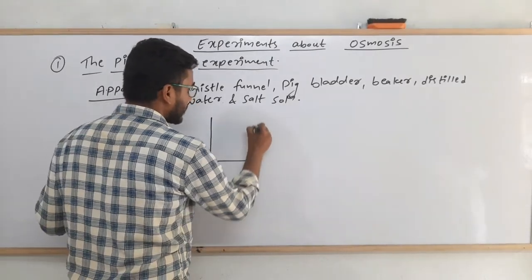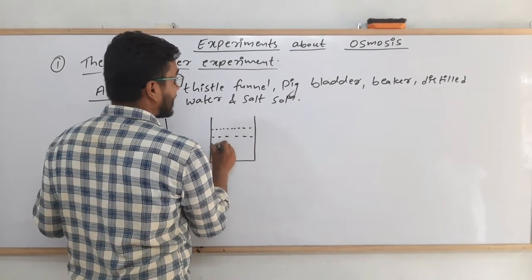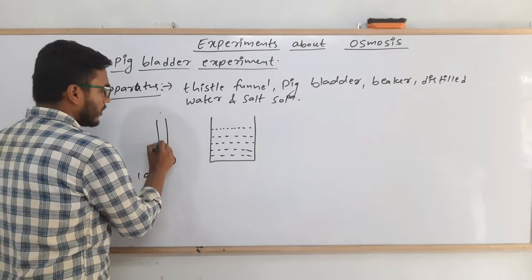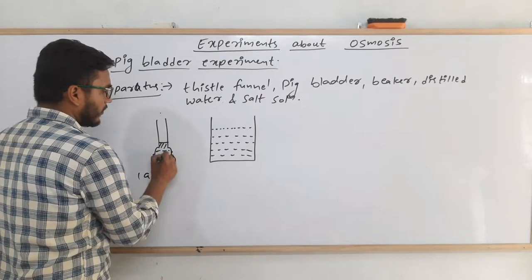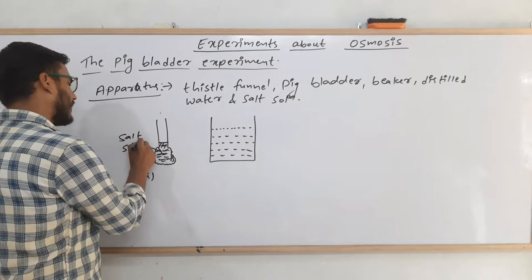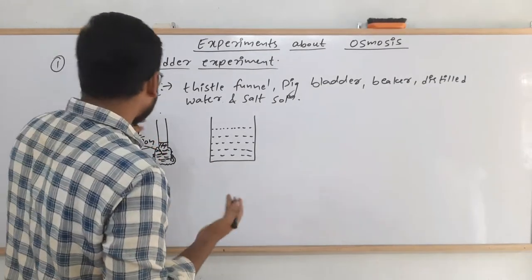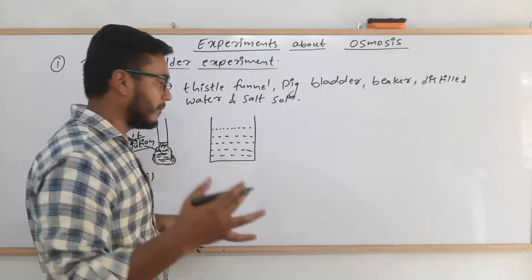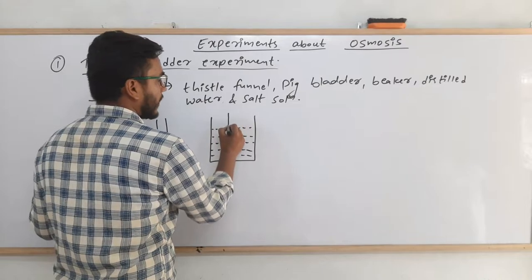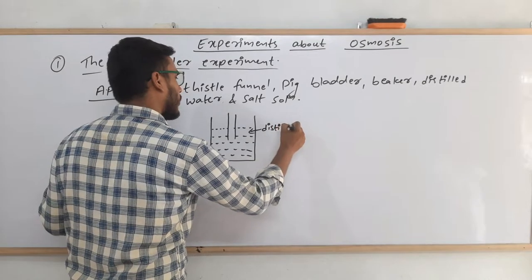Now in the second step, we need to take a beaker in which there is liquid, distilled water. Okay, we are keeping distilled water. Now here we also put the salt solution. This is the salt solution, okay? We can take sugar solution as well, but salt is cheaper than sugar. That's why I suggest you take salt solution if you want to do this experiment actually. So see, now we put this thistle funnel into this beaker. This is distilled water.